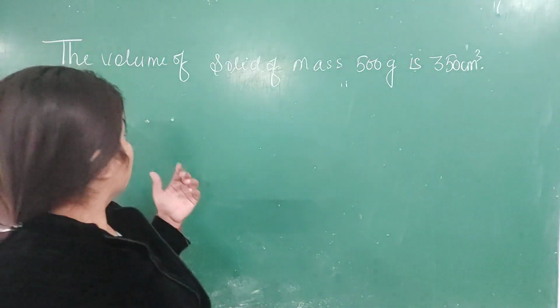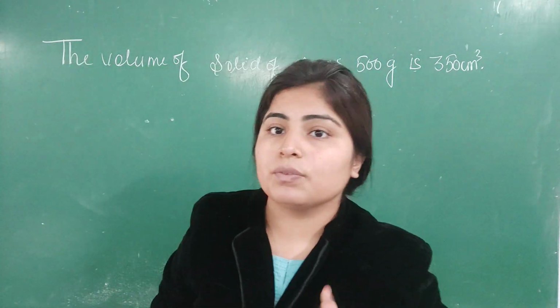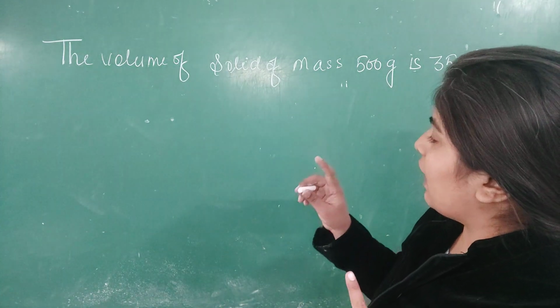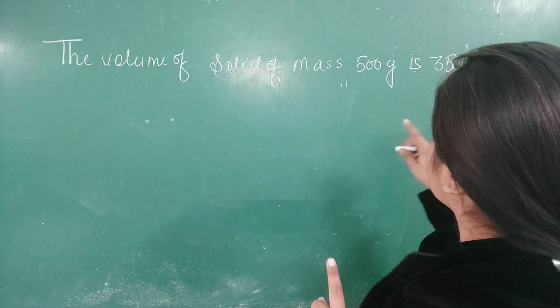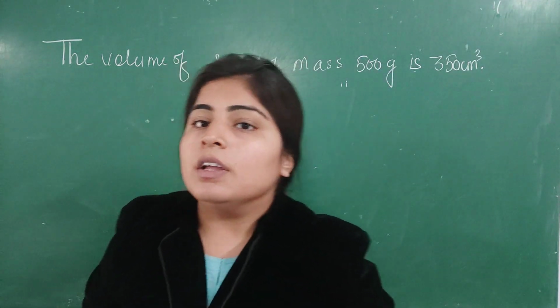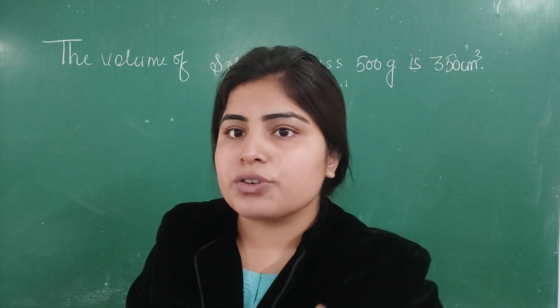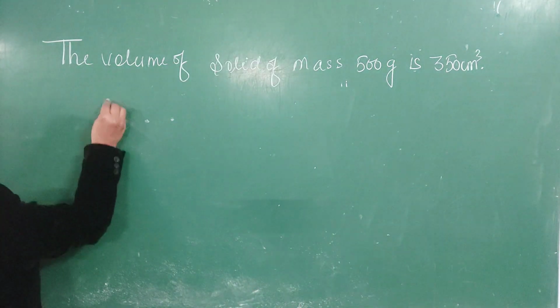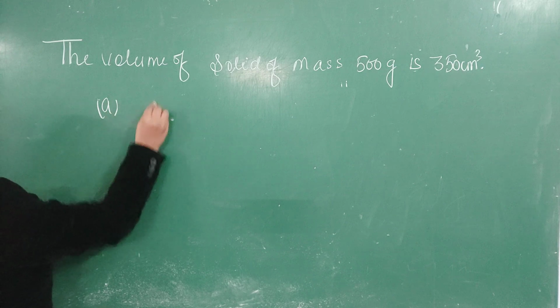Children, here we are going to discuss the second numerical of the relative density. Firstly we should read the question. The volume of the solid of the mass 500 gram is 350 centimeter cube. The first part of this question is asking what is the density of the solid. So, what will be the density of the solid?